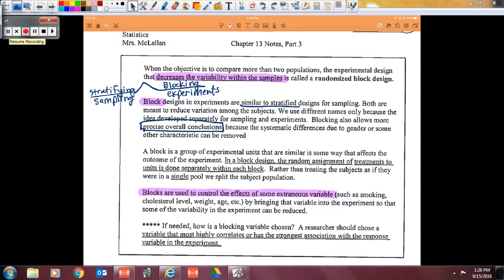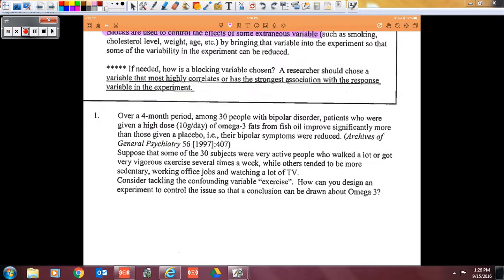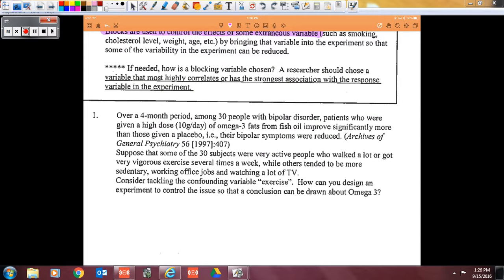So here we go. We saw our little songs. We know that blocking reduces variation. So now let's move on. We're going to talk about how to draw our diagram when you block. So here we go.